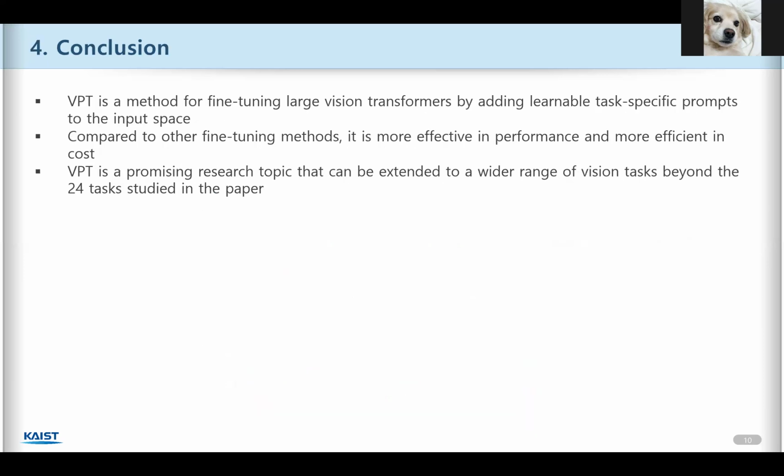Finally, let's wrap up with the conclusion. VPT is a fine-tuning method that adds trainable task-specific prompts to the input space of a large vision transformer. Compared to other fine-tuning methods, VPT is both more effective in performance and more efficient in cost. The authors suggest that VPT could be applied to many vision tasks beyond the 24 datasets used in the study.